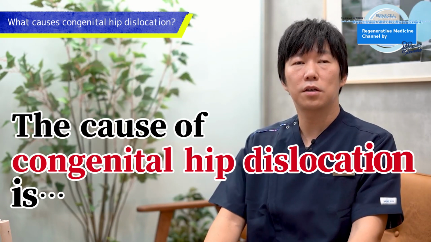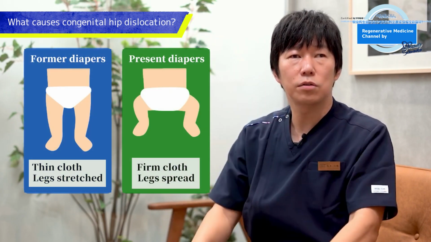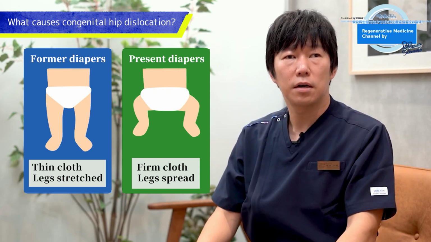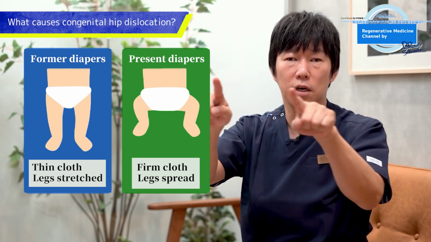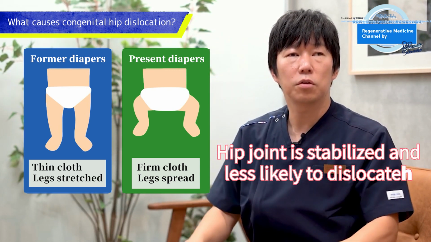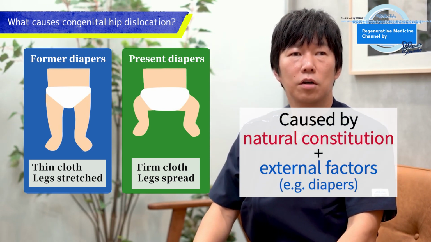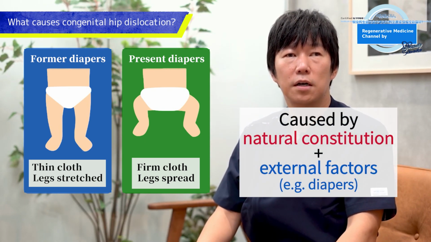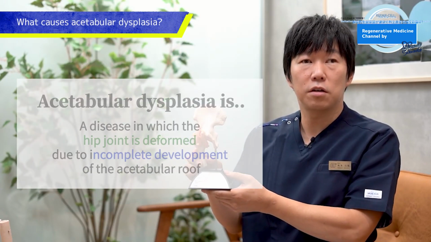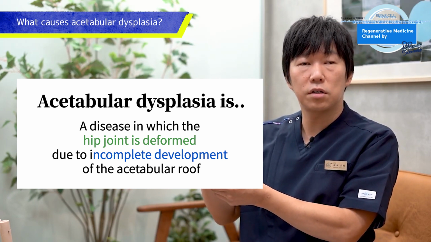Let's see the cause of congenital hip dislocation. Previously, babies kept their legs and knees stretched when wearing a thin diaper. Today, they are used to wearing large diapers with their legs spread. In this state, the hip joint is stabilized and less likely to dislocate. When babies wore diapers with stretched legs, they often got hip osteoarthritis as they grew up. Acetabular dysplasia is the deformation of the hip joint due to incomplete development of the acetabular roof.